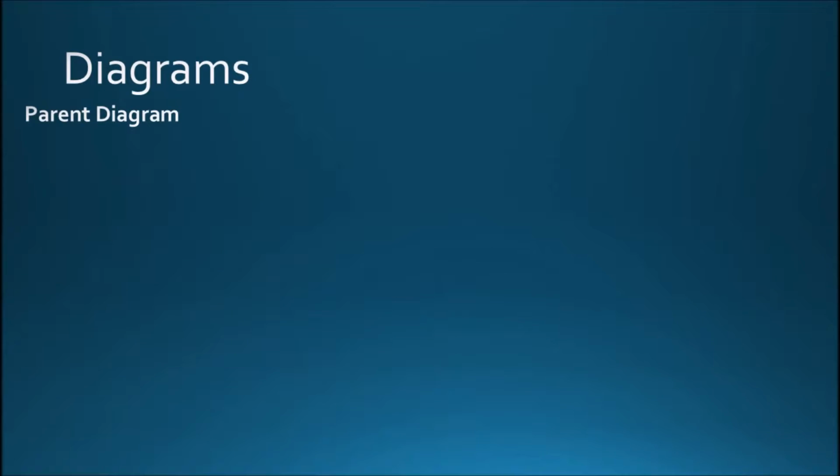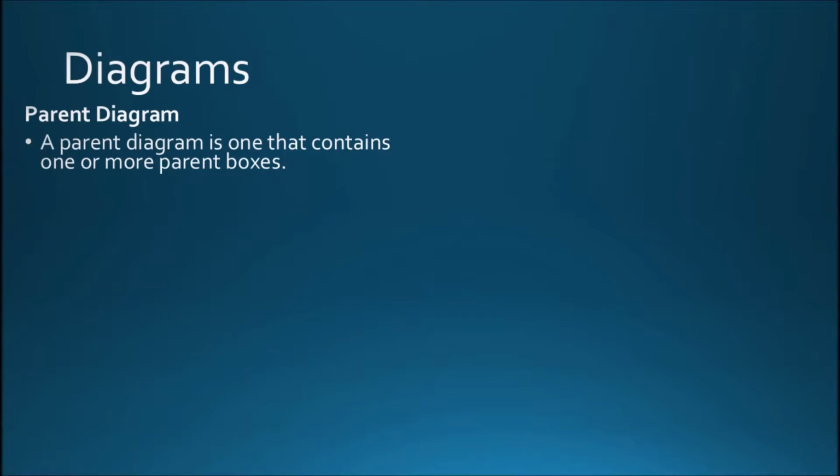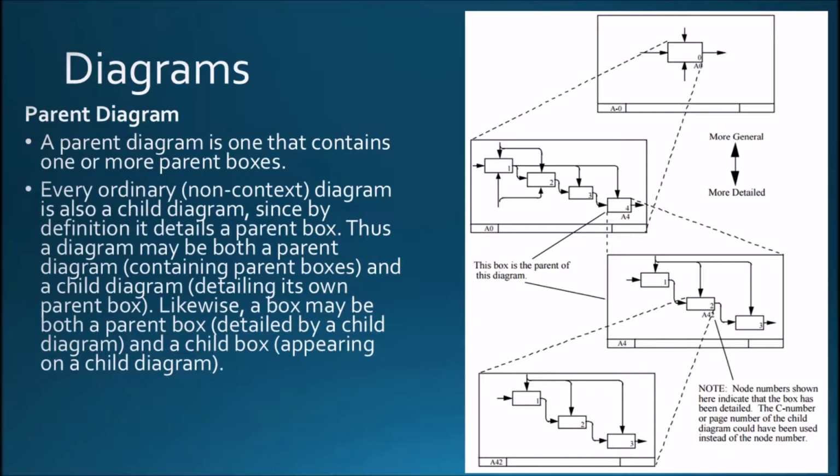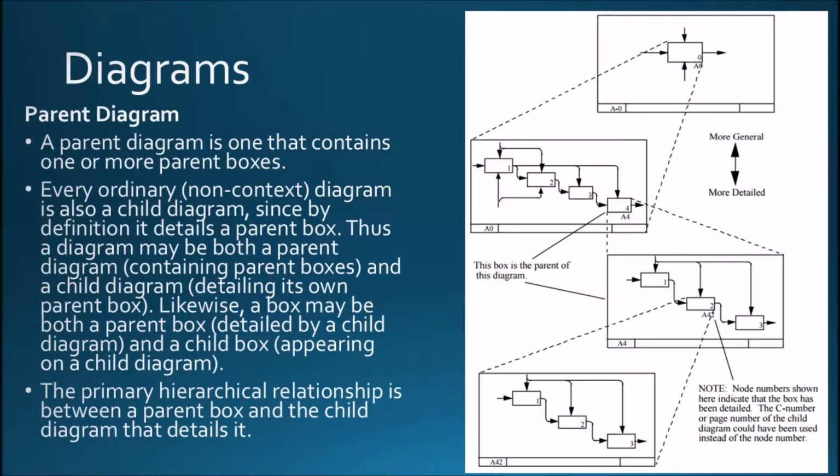Parent diagram. A parent diagram is one that contains one or more parent boxes. Every ordinary non-context diagram is also a child diagram, since by definition it details a parent box. Thus, a diagram may be both a parent diagram and a child diagram. Likewise, a box may be both a parent box and a child box. The primary hierarchical relationship is between a parent box and the child diagram that details it.